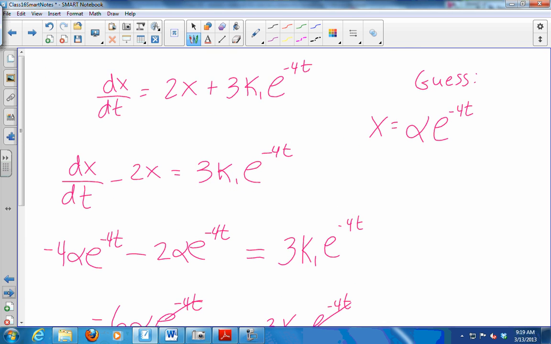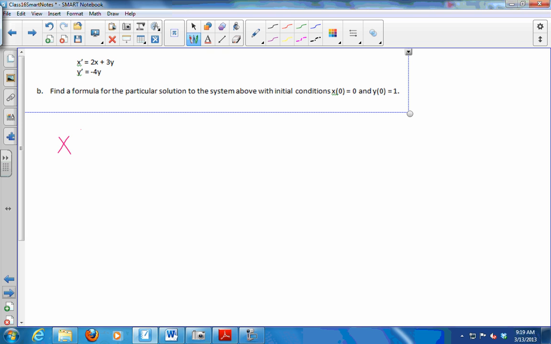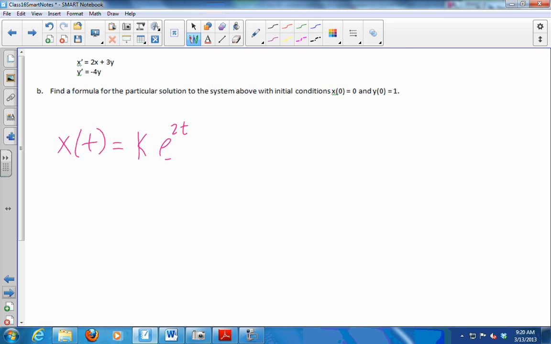Got it? Okay. So let's see, my x of t was, can somebody read it back to me? K2 e to the 2t. Okay, and then y of t was what? Good. Okay. So now this is my general solution to the system.